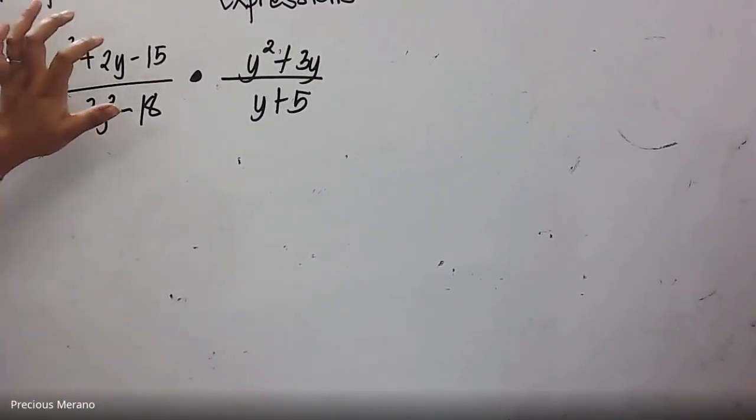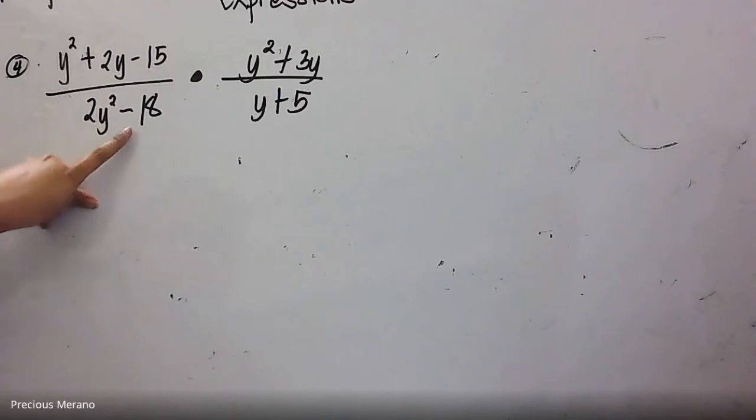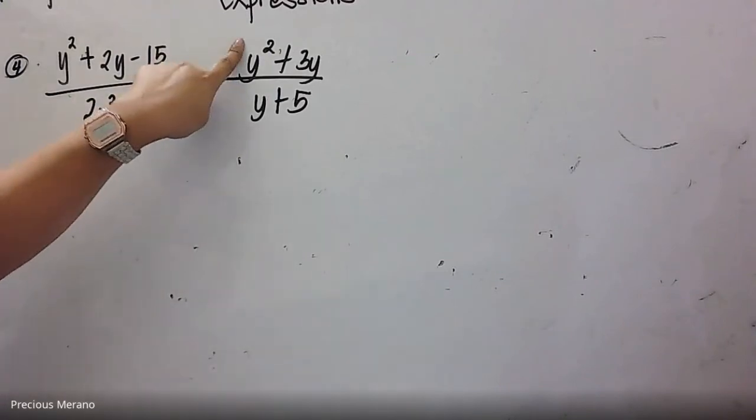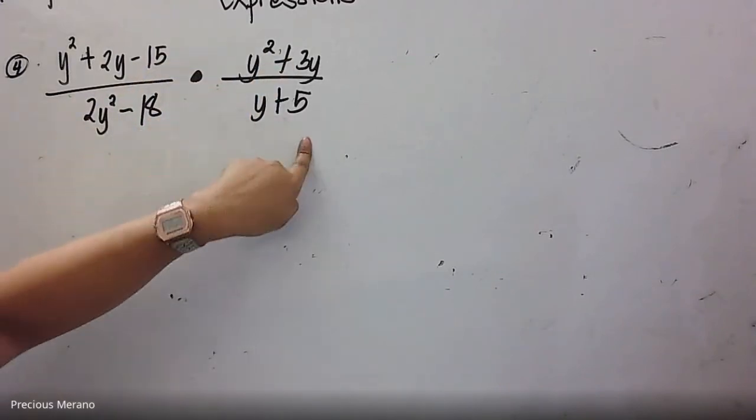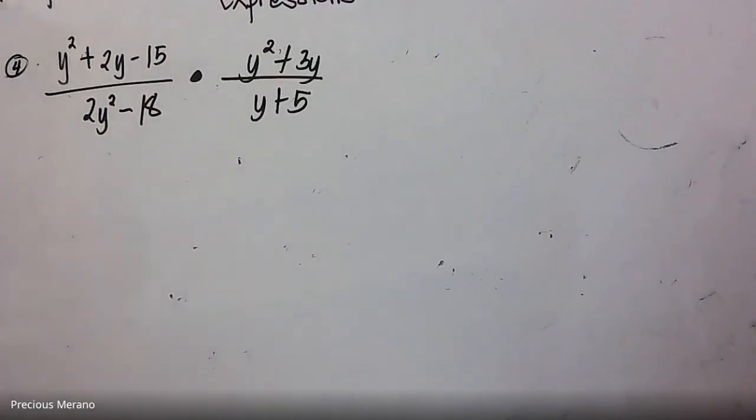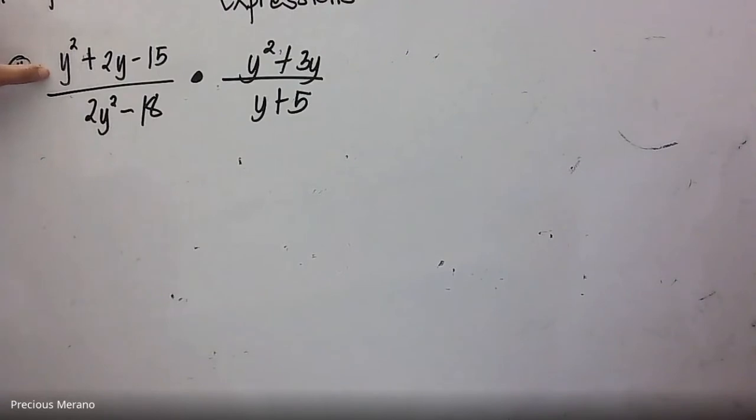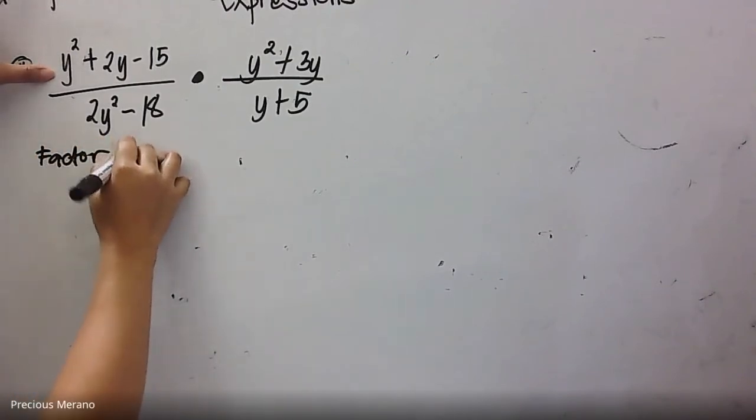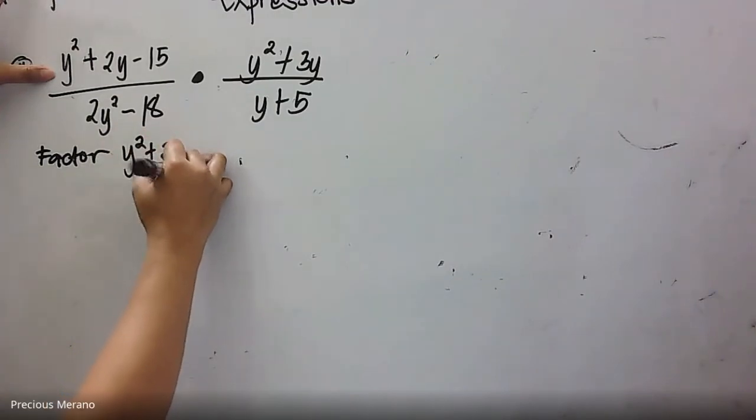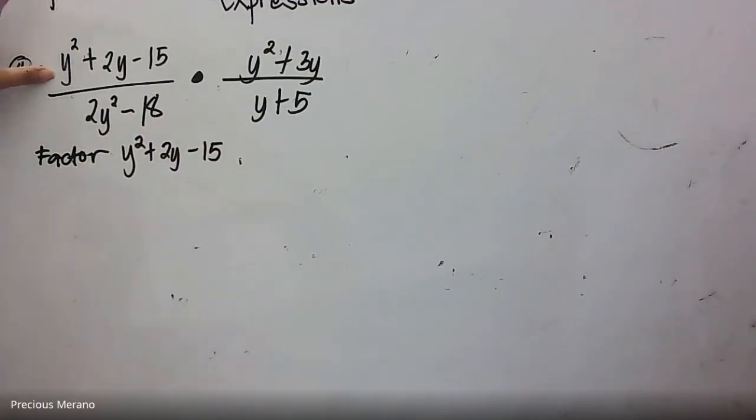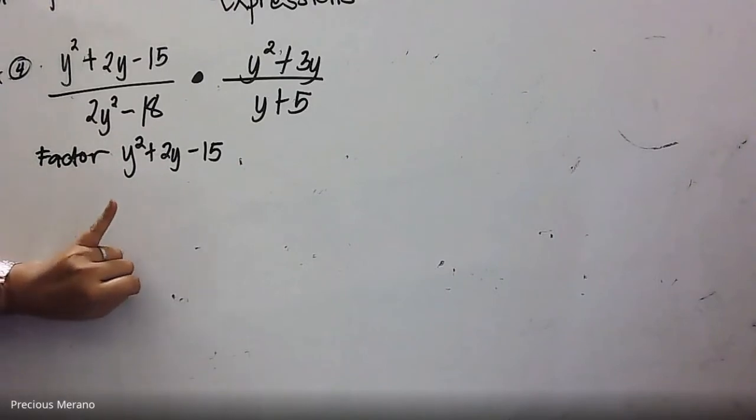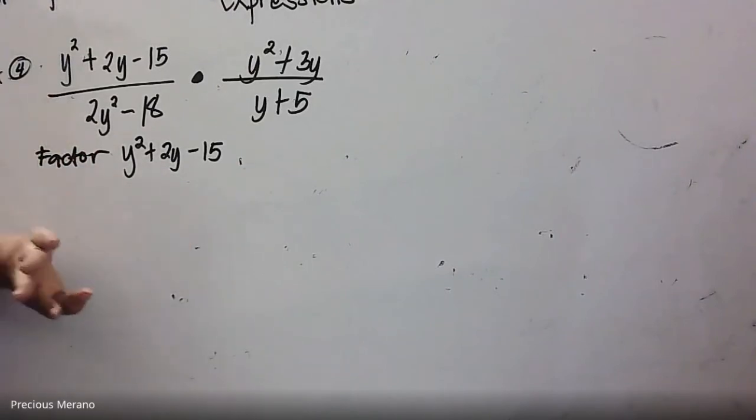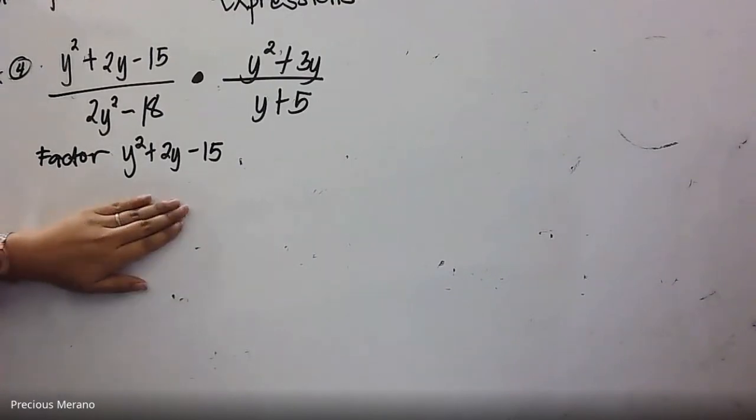So, we have example number 4. Y squared plus 2y minus 15 over 2y squared minus 18 multiplied by y squared plus 3y over y plus 5. So, first na gagawin natin is to factor the numerator on the first term. So, factor muna natin si y squared plus 2y minus 15. So, as you can see, hindi siya factoring the difference of 2 squares kasi wala namang square root si first term and last term. So, quadratic trinomial siya, right?